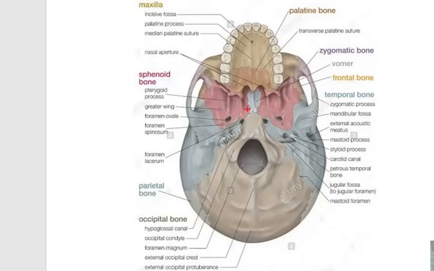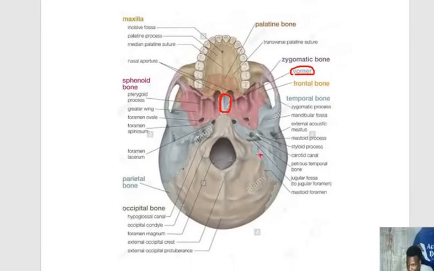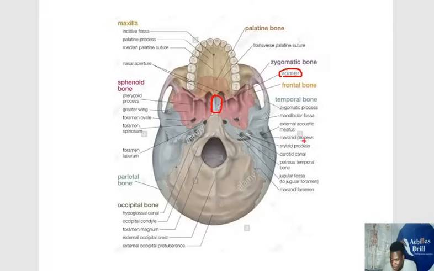Okay, so let's move on and talk about this region in the midline. This region is the vomer. The vomer is a bone contributing to part of the nasal septum. And of course, right here, the mastoid process and styloid process and all, and the jugular foramen as well as the carotid canal. Okay, so that's that about that.